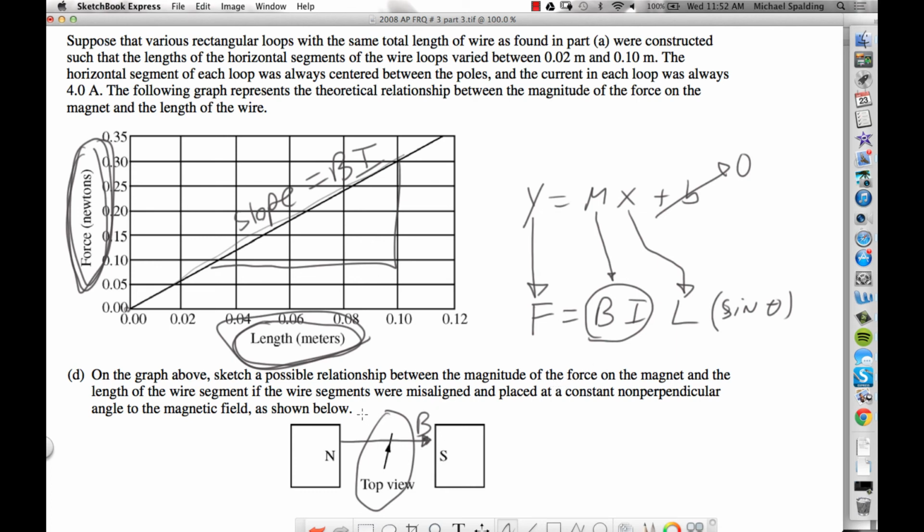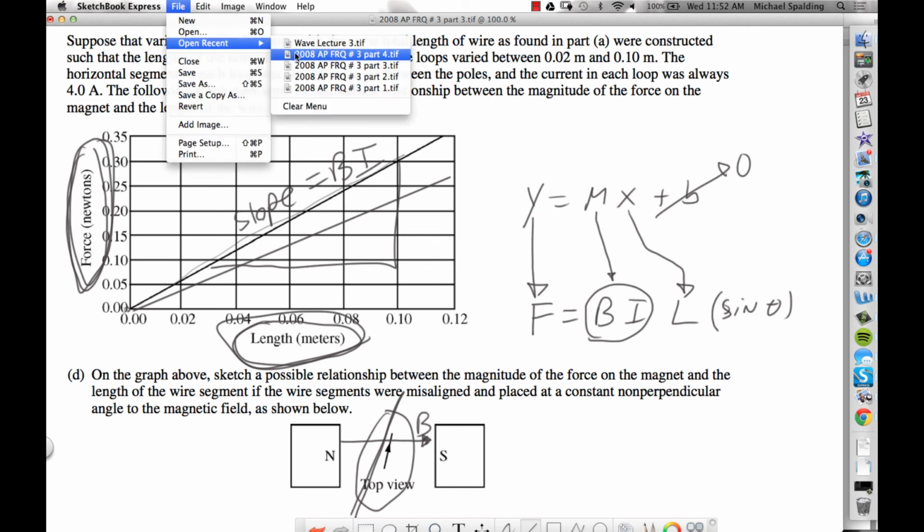Well, if the wire were parallel, that'd be sine of 0. And what's sine of 0? 0. When the wire is like this, that's sine of 90, which is 1. That's a maximum. So what happens to the force when we tilt the wire at an angle? The force gets smaller. So the answer to this question is just another line with a slightly smaller slope. That's the answer. That's all you got to show. It's another line. You're lowering the force. Okay. And then last one.